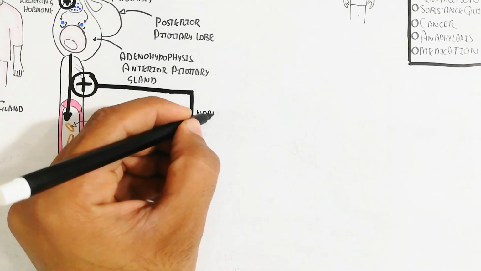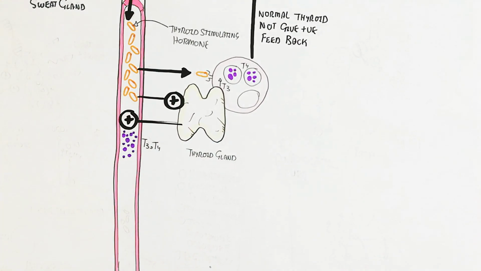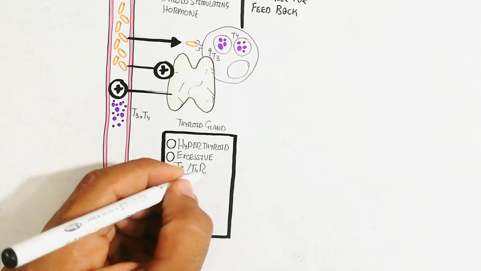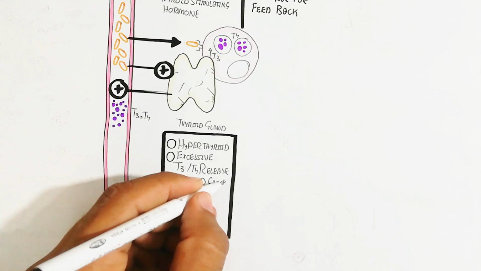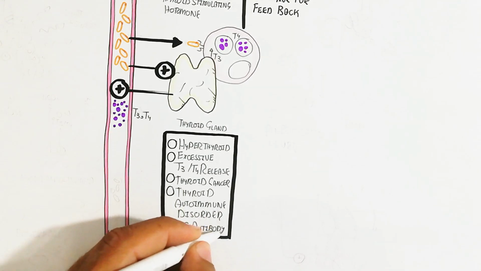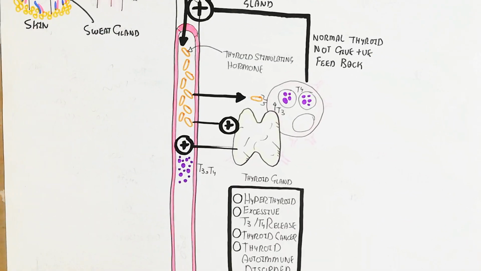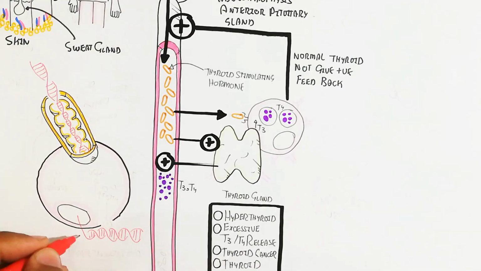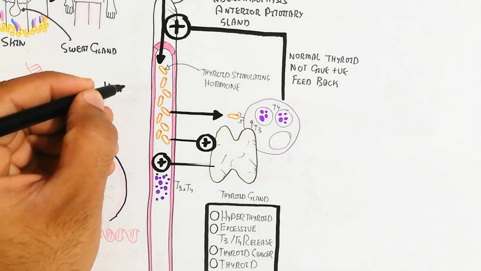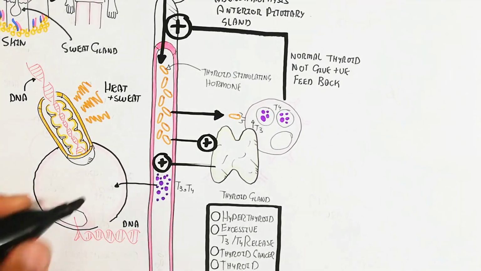But the normal thyroid does not give positive feedback, whereas an abnormal thyroid gland gives positive feedback to increase more thyroid stimulating hormone. And in this way come hyperthyroidism, excessive T3 and T4 release, thyroid cancer, and thyroid autoimmune disorder like IgG antibody production, which leads to hyperplasia of the thyrocyte, releasing more T3 and T4. So the uncontrolled release of T3 and T4 is due to excessive thyroid stimulating hormone. In this way the heat will increase in the cell, leading to sweat for loss of heat.